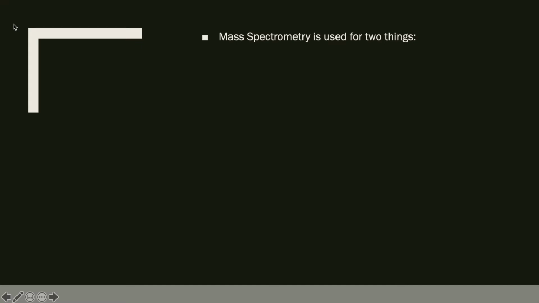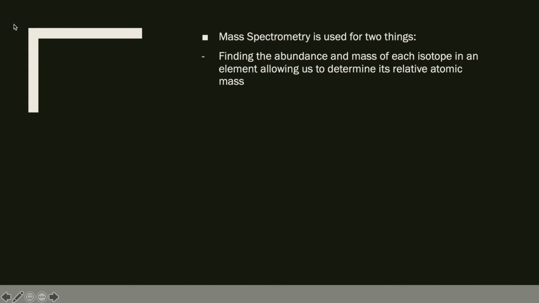So mass spec is used for two things. It's used to find the abundance, which means the weightings of an isotope, and the mass of each isotope in an element. This means that we can use that to find its Ar, or the relative atomic mass, or it can help us find the relative molecular mass of a substance.